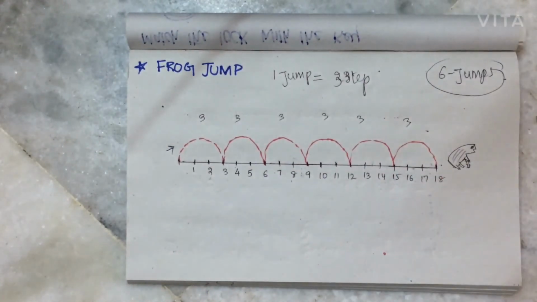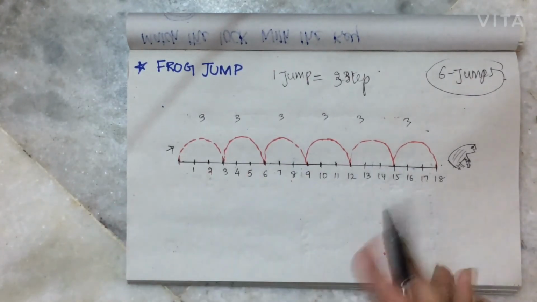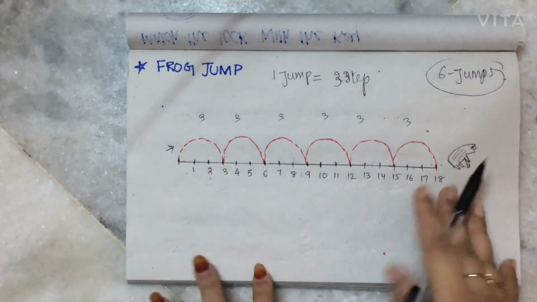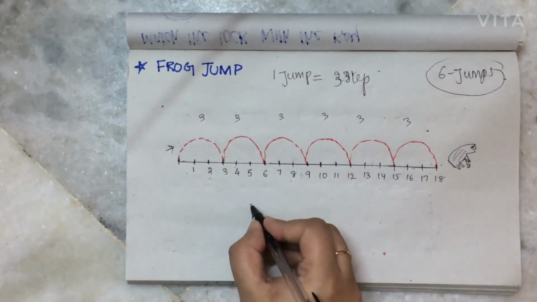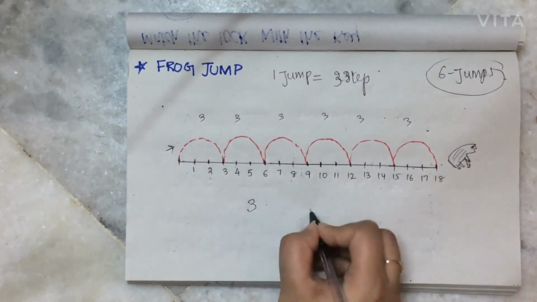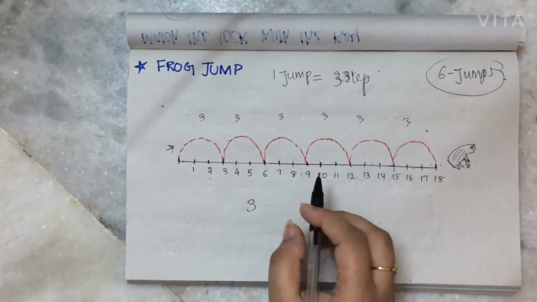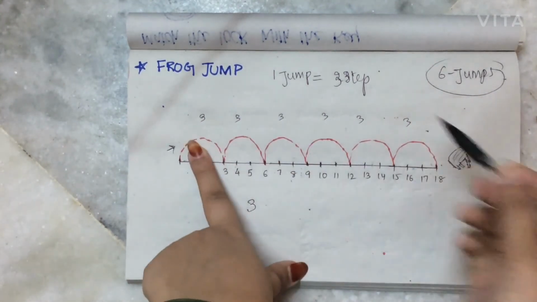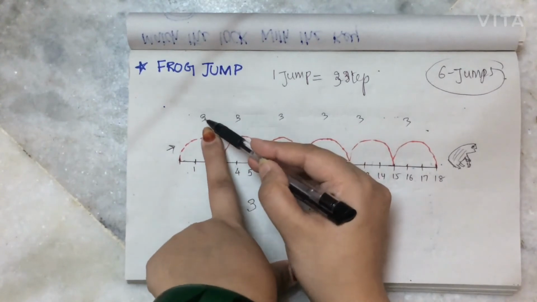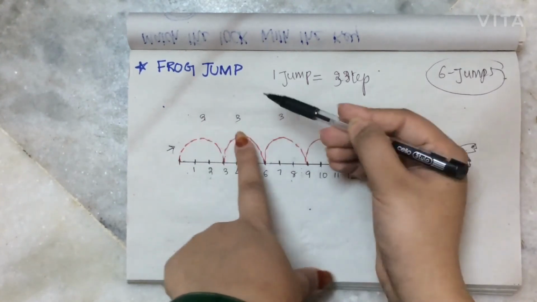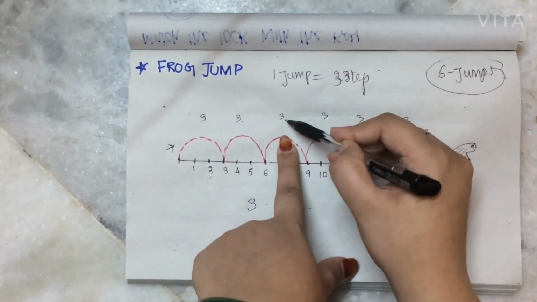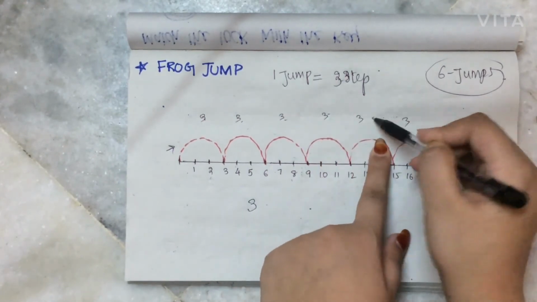In each jump the frog misses how many steps? He skips how many steps? 3 steps, right? So total how many steps did he skip? What we are saying is the frog misses 3 steps in each jump, right? So how many times did he jump? 6 times. So we are adding number 3 for 6 times. First jump 3 steps, second jump 3, third 3, fourth 3, fifth 3, sixth 3.